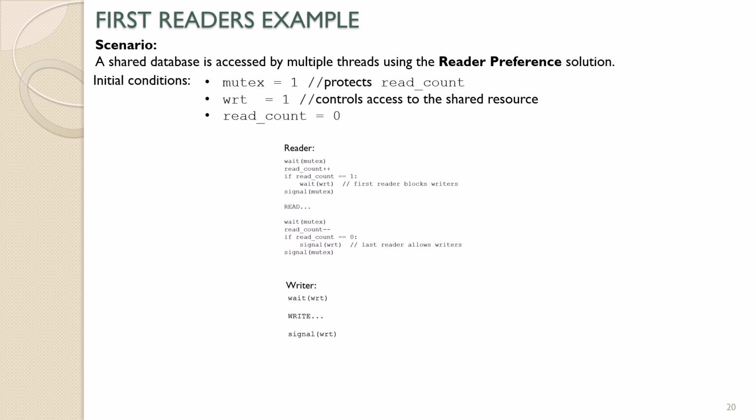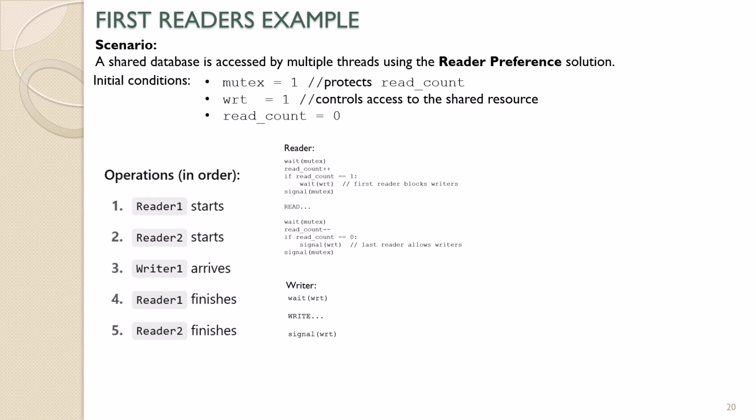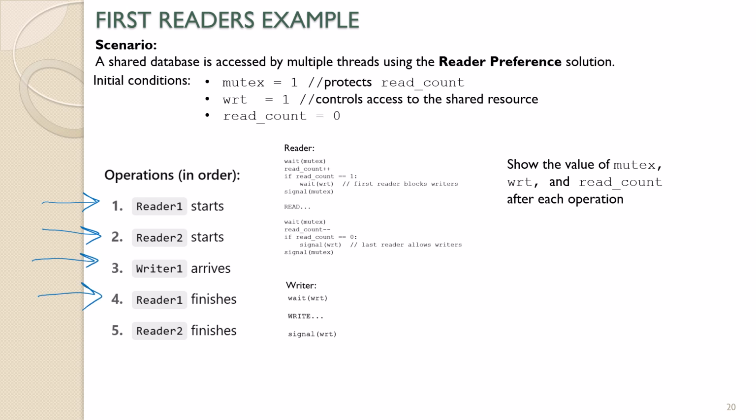Okay, so here's a scenario. Oh yes, here's the scenario. We want to have one reader, a second reader, then a writer arrives, then the reader finishes, then reader two finishes. So we have two readers, one writer, and two readers finishing. So we're going to show the scenario and go through what happens.